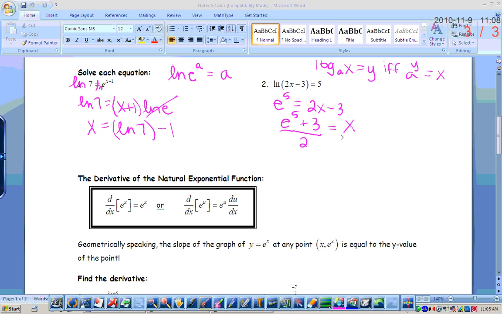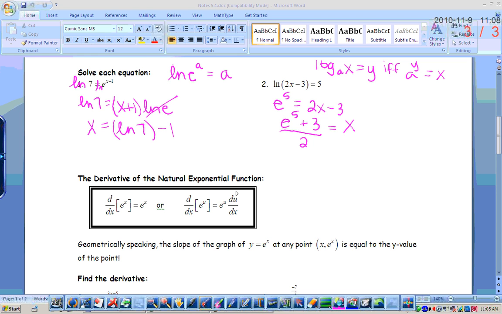Okay, the derivative of the natural exponential function, which is e to the x. The derivative of e to the x actually equals e to the x. Okay? Kind of weird. Or if you've got something other than plain old x as your exponent, the derivative of e to the u is e to the u times the derivative of u.